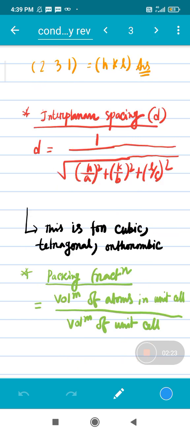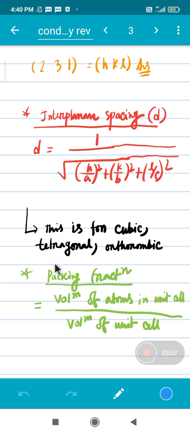Okay, so you can see here the Miller indices here are 2, 3 and 1. Next we have to know what is interplanar spacing. This is represented as d. This spacing is 1 by root over (h by a) whole square plus (k by b) whole square plus (l by c) whole square. So h, k, l are the Miller indices and a, b, c are the lattice parameters in the corresponding directions. Note that this formula only holds for cubic, tetragonal and orthorhombic.